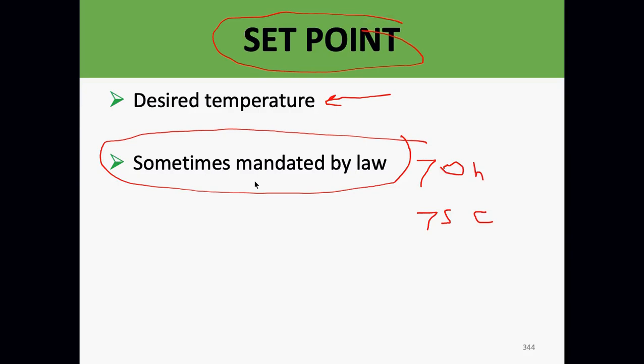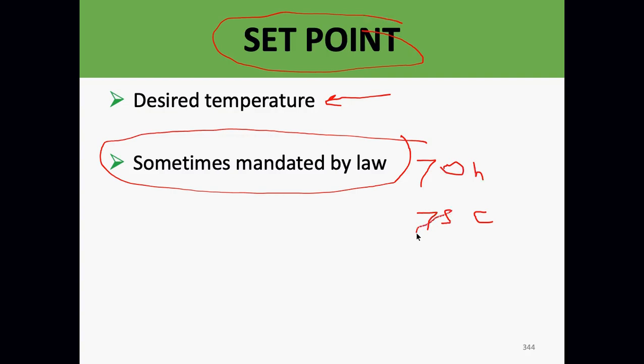Now, your customer may want to maintain the house at 65 degrees on the heating side and 70 degrees on the cooling side. That's fine. But the heating system needs to be able to maintain what the required set points are.